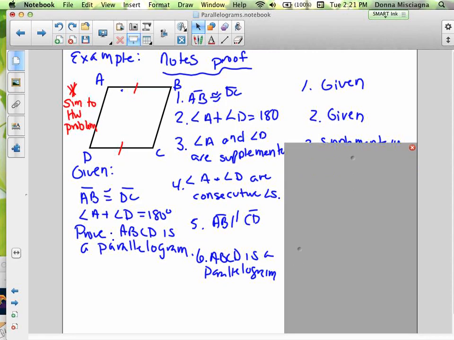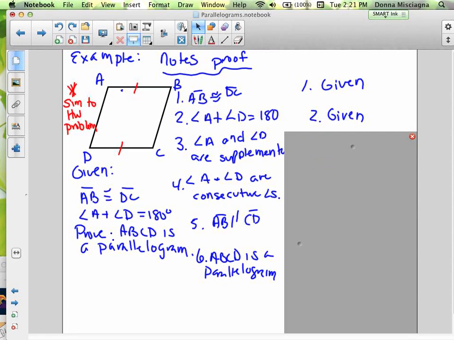All right, so number 1 was given. Angle A plus angle D equals 180 is also a given. So we started off with our givens because there's not much else we can say until we say the givens. Angle A and angle D are supplementary.